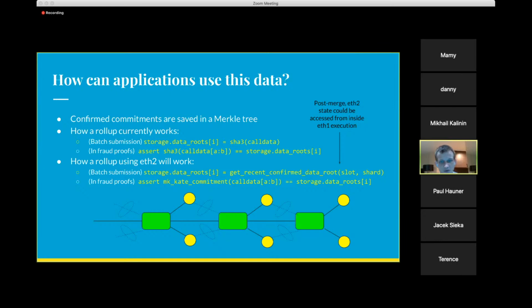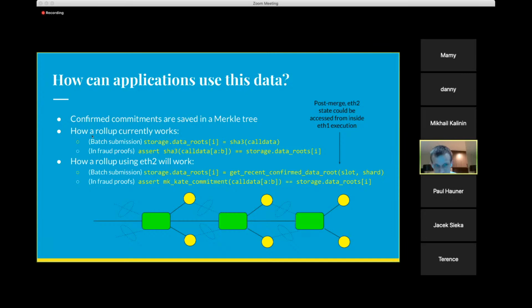Okay, so last slide. This is just an aside on how applications would actually benefit from this data. Basically, in the beacon chain state, we just have a Merkle tree of the confirmed commitments. So it's a tree where you can look up what the confirmed commitment is at a particular slot at a particular shard, if there is one.